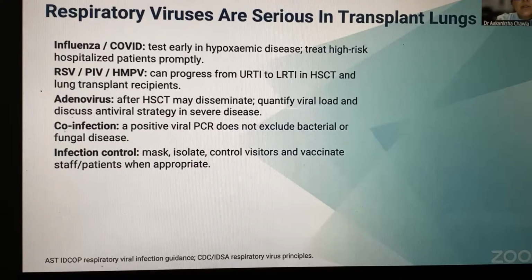And very important, infection control practices have to be reinforced and have to be adhered to very seriously. And of course, educate your patients and staff about vaccination, which is a very important aspect when you talk about viral infections.